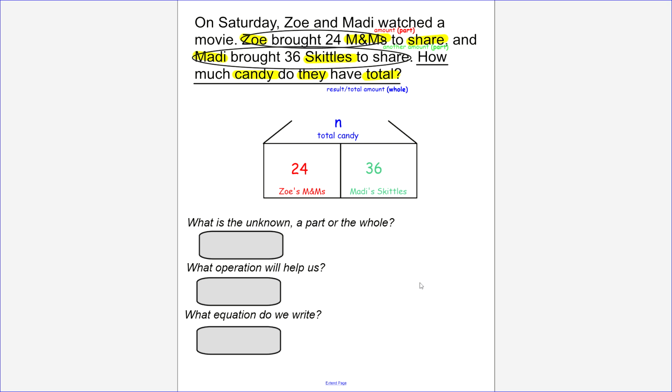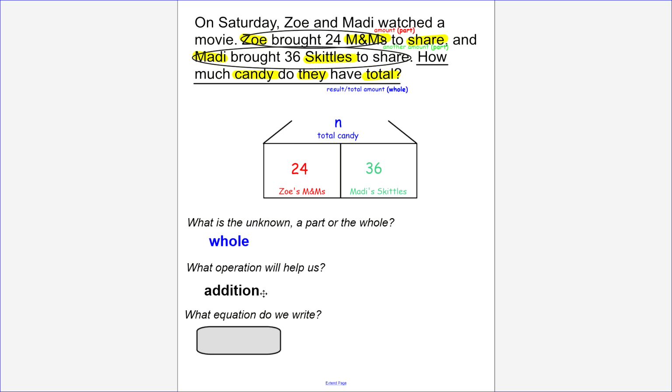Take a look at that bar diagram. What is the unknown, a part or a whole? Yes, in this story problem, the unknown information is the whole. Now I want you to think, what operation will help us? Will we add or subtract to solve this problem? Yes, the operation that will help us is addition, because part plus part equals whole. When a whole is unknown, we add, because part plus part equals whole.